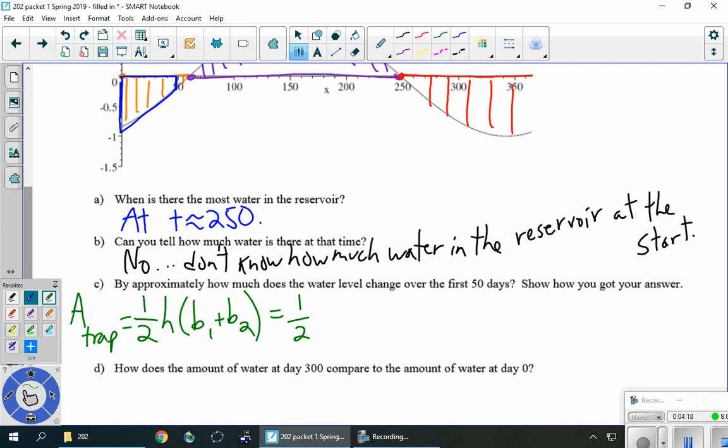Okay, so let's see the height. So this trapezoid maybe is on its side. So the parallel sides are here and here. And so that means the height is actually this horizontal thing. And the length of that height is 50 days. So it's half of 50 times the sum of the bases.